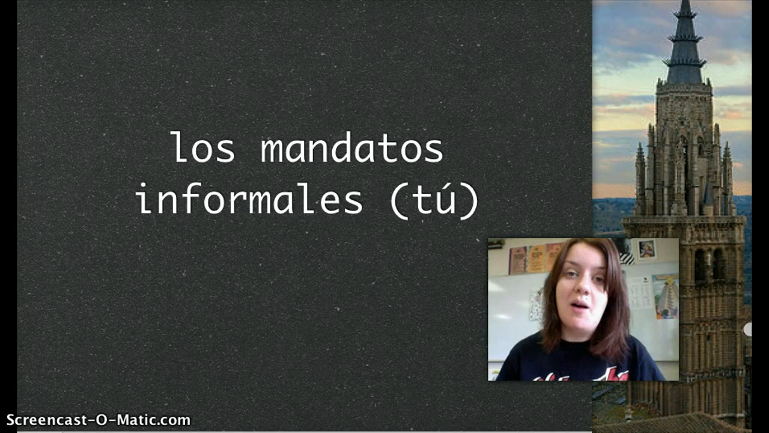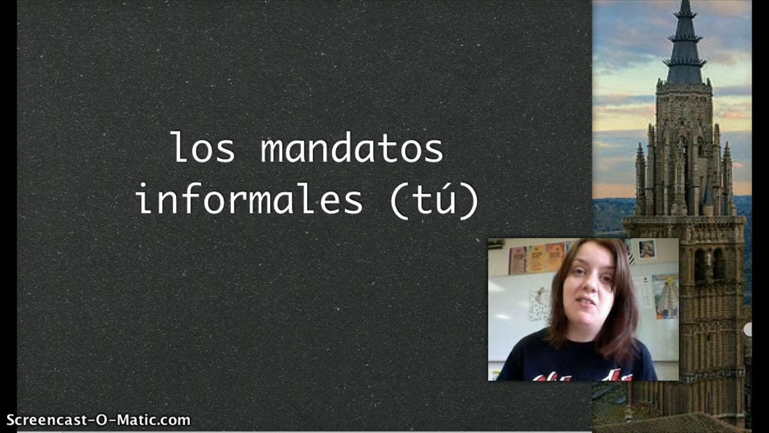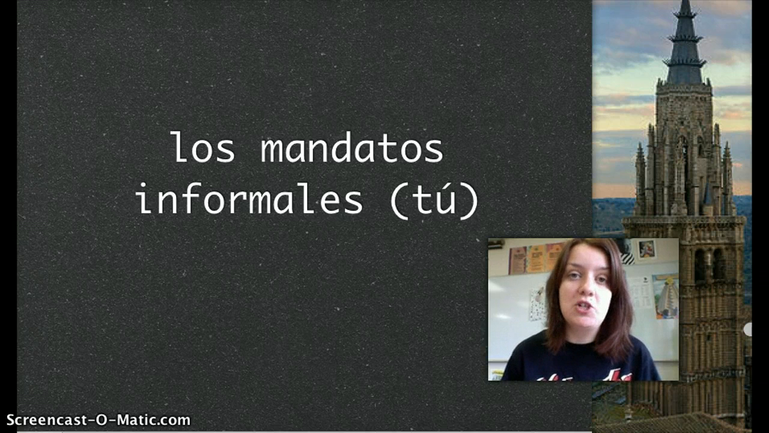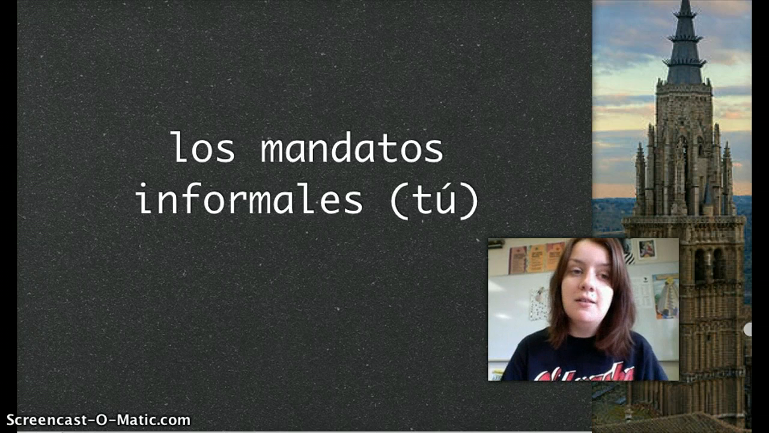And I'm going to repeat that a couple times throughout. Remember, too, that you can stop the video. You can go back and listen to things again if you need to review. We're going to talk about how to form the command and also a little bit more on the context in which you would use commands.